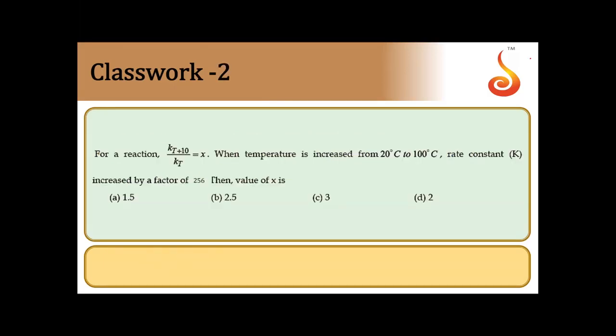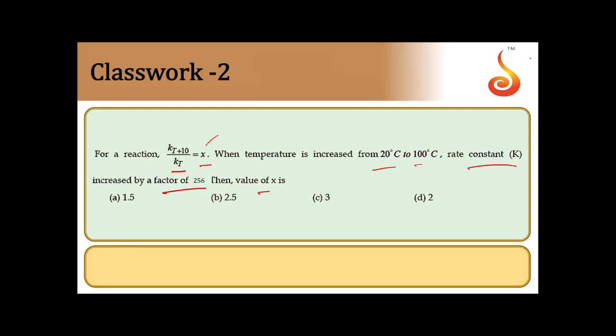Second one. For a reaction, K(t+10)/K(t) is X. When temperature is increased from 20 to 100 degrees Celsius, the rate constant K is increased by a factor of 256. Then what is the value of X? The problem is related to temperature coefficient. So for every 10 degrees rise, rate is increasing by X times. Therefore, when temperature is increased from 20 to 100 degrees Celsius, how many times does the rate increase?